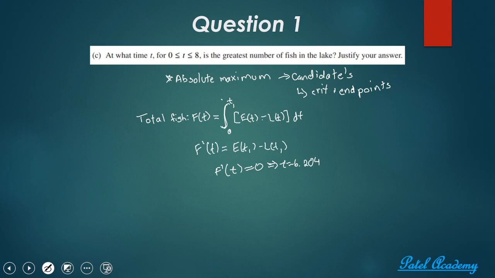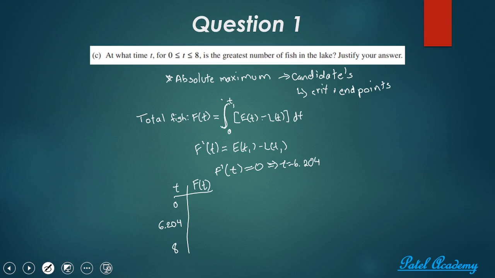So now I'm going to create a table. That's usually what I do for these. I'm going to have a value t and I'm going to have my value f(t). So keep in mind, I'm going to test my endpoints, 0, my critical point, and then my other endpoint, so 0, 6.204, and 8. I'm going to plug these values into f(t). Now, right now I'm defining my f(t) because I forgot to earlier, because originally I didn't need it, but now I do. So it's the integral from 0 to t of this function E(t) minus L(t). And then in my calculator, I'm going to make a table. So I can input my t values and I can output my f(t) values.